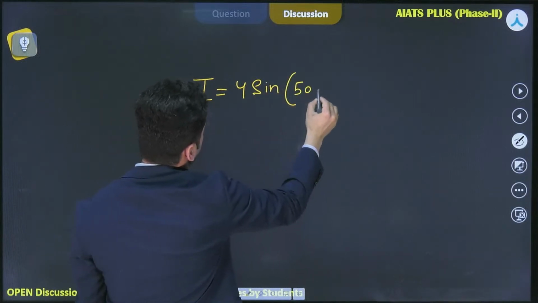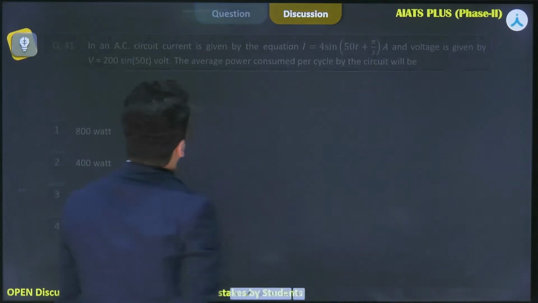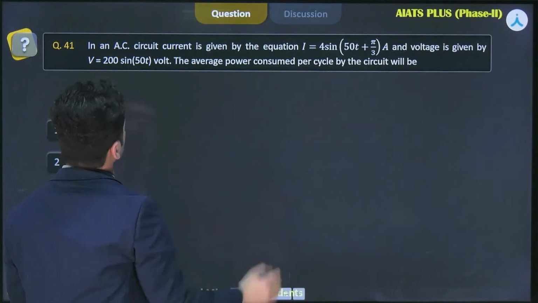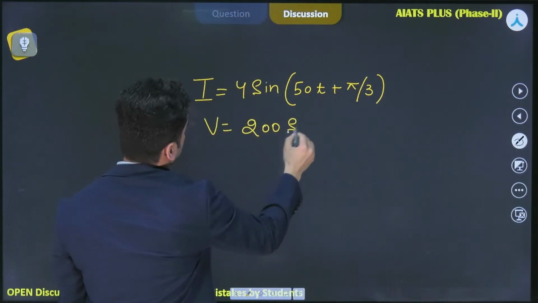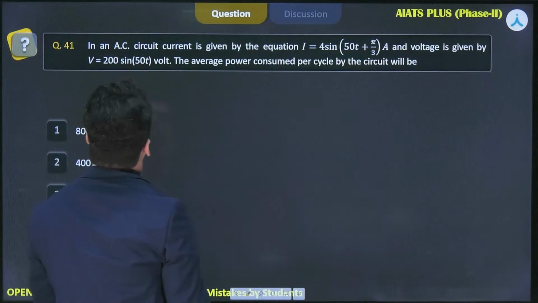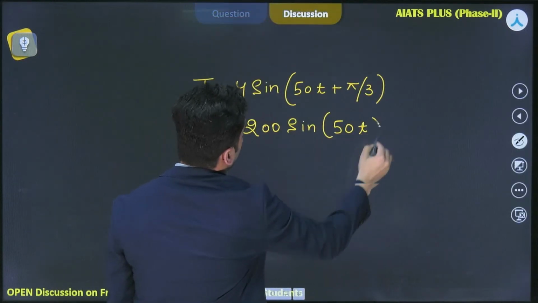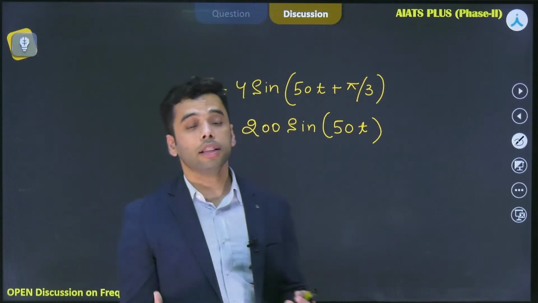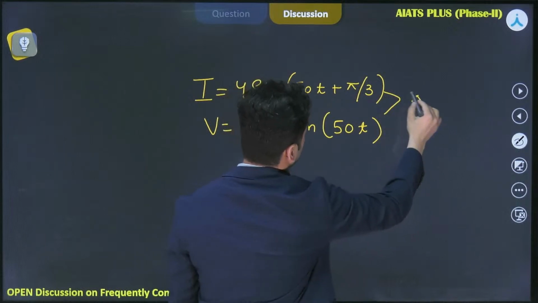50t plus pi by 3, and voltage is given to me as 200 sine 50t. So the value of phi, or the phase difference between the current and the voltage, you can see from here, it is equal to pi by 3. Phase difference is pi by 3.